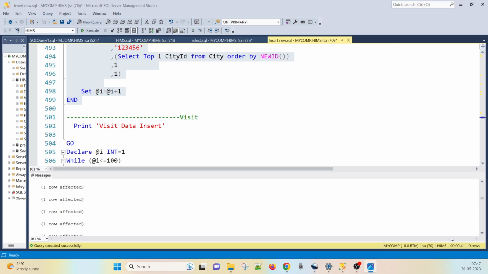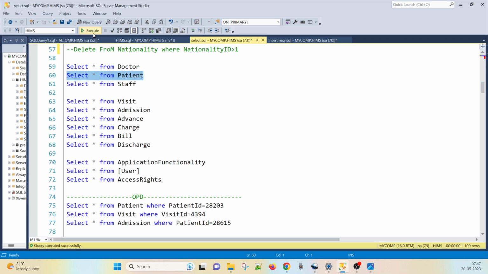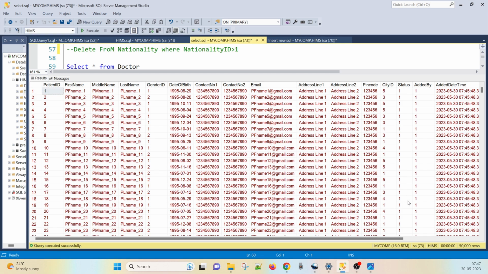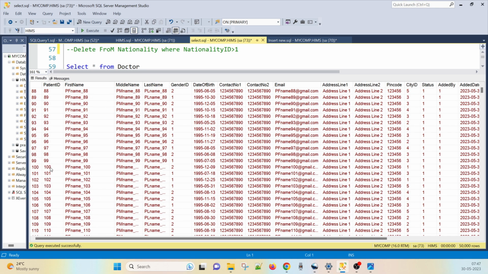Yeah, within 41 seconds we got the data in the patient table. Means 50,000 records we got in this table. So it starts from 101 as you see, correct? And I think you got the clear picture about how the gender ID comes, how that particular email comes.